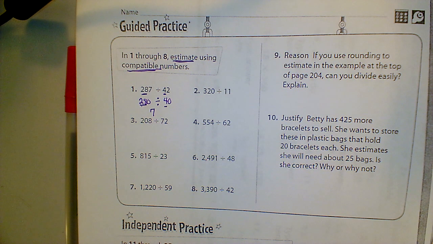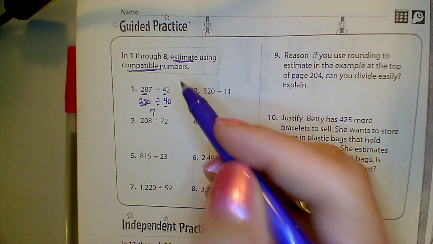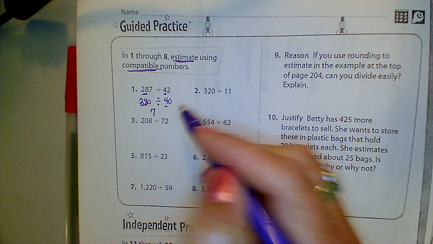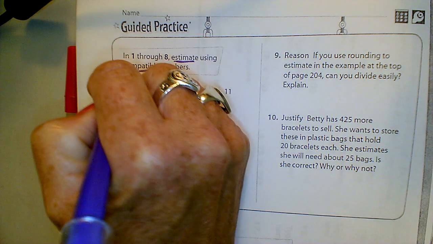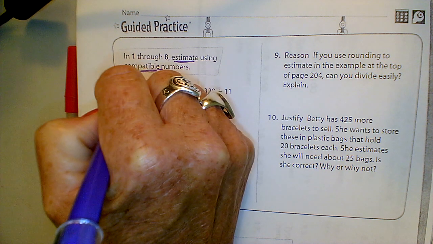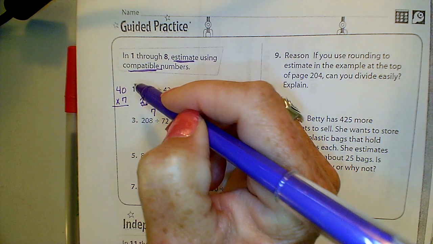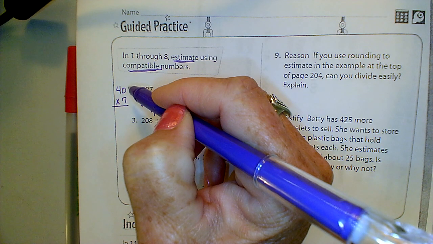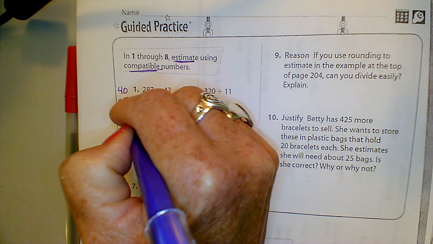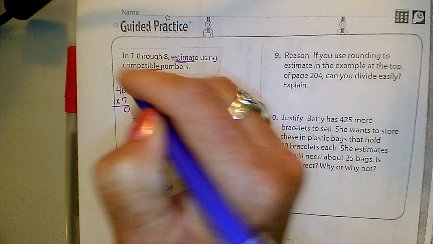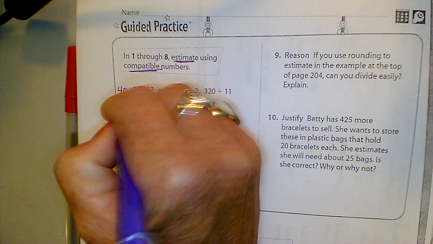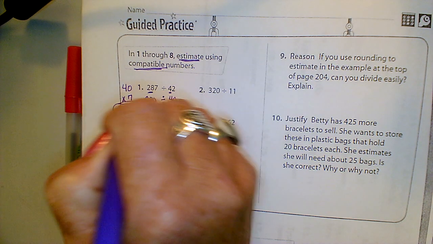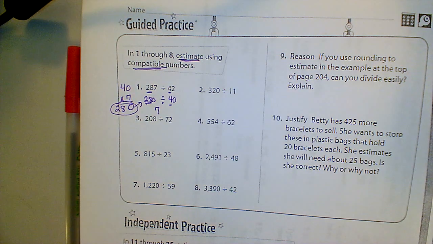How do we check that for reasonableness? Do it the other way around. We're going to flip this problem, and we're going to multiply 40 times 7. Excellent. Make sure you're getting this on your paper. So we know that 7 times 0 is 0, and 7 times 4 is 28. So are we close? Yes. Right on the money.